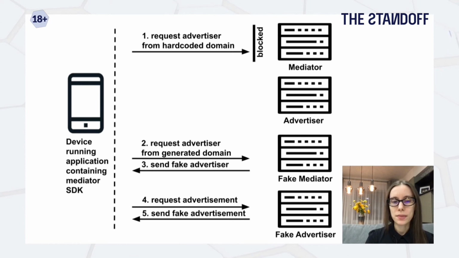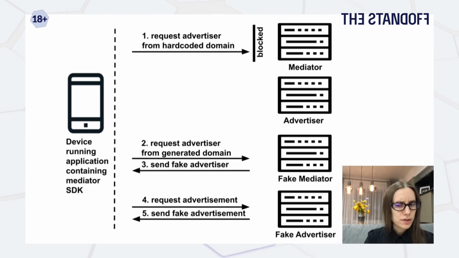Let's see why. If the user is not using an ad blocker, the device will be able to reach the hard-coded domain which belongs to the mediator, and the user will be shown real ads. However, if the user is using an ad blocker, then there is a high probability that the hard-coded domain is blocked, while the generated domains are not blocked by that ad blocker. Why? Well, because it is easier to block a hard-coded domain than to extract the DGA and periodically generate and blacklist currently active domains.